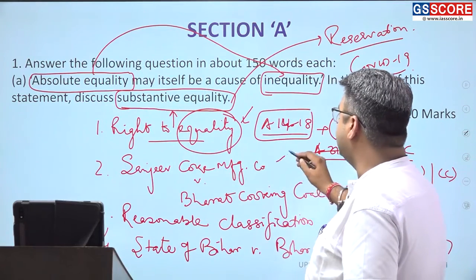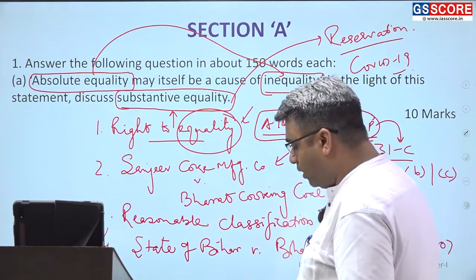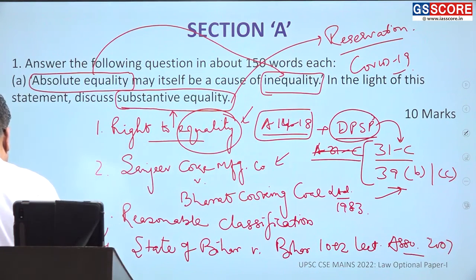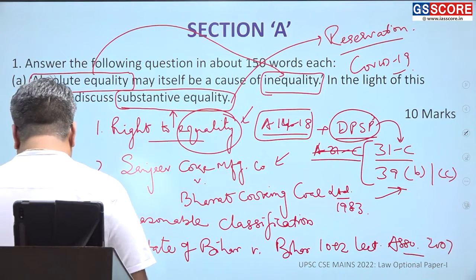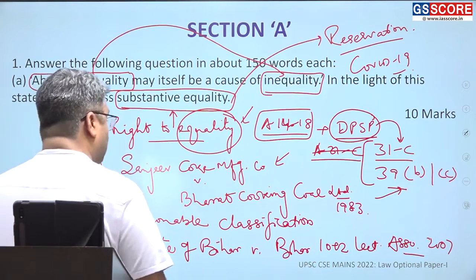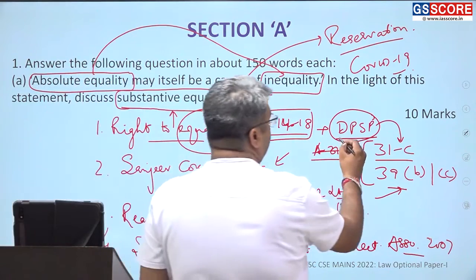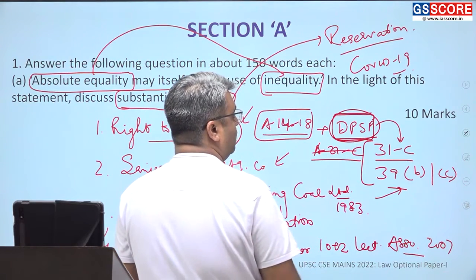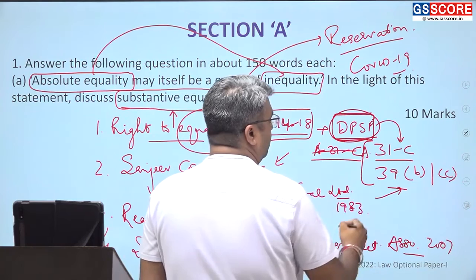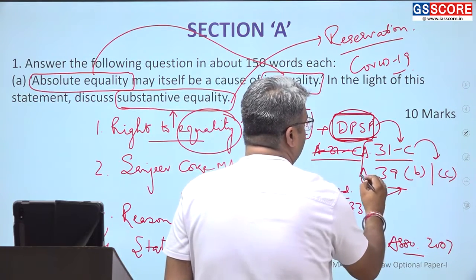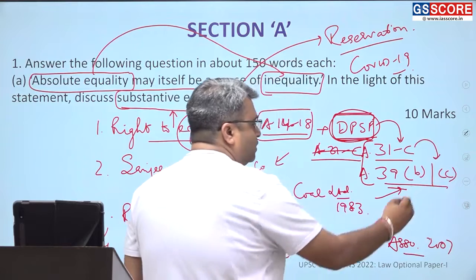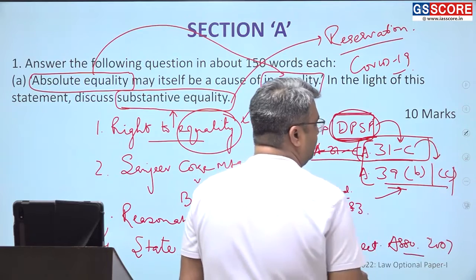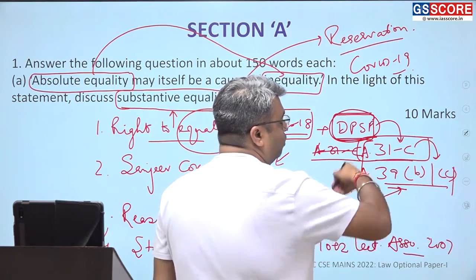Then you can mention a few cases. For example, we have been given a case called Sanjeev Coke Manufacturing Company versus Bharat Coking Coal Limited, a 1983 case, in which the Supreme Court has categorically mentioned that the directive principles of state policy, and Article 31C, which provides primacy to Article 39 Clause B and Clause C. So this particular provision makes Article 39B and Article 39C superior to Article 14.